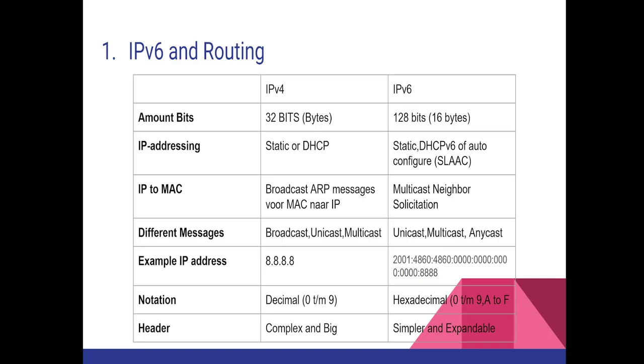How do these addresses look? As you can see, for IPv4 it's just four numbers, following the dotted convention, basically. And in IPv6, it's a long number, a 128-bit number. That's also hexadecimal, from 0 to 9 to A to F. And in terms of the header, for IPv4 that's complex and very big. And for IPv6, it's simpler and more expandable.